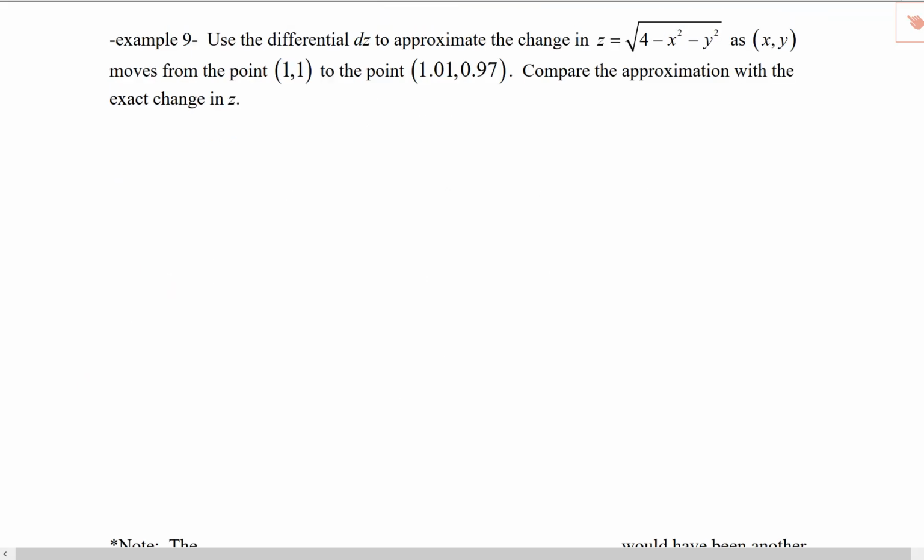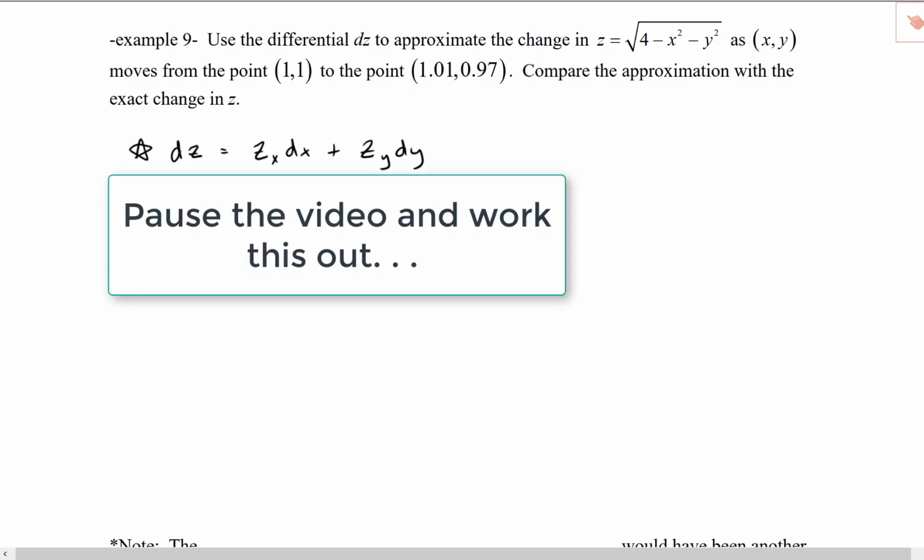Example 9. Use the differential dz to approximate the change in z as xy moves from the point 1, 1 to the point 1.01, 0.97. Compare the approximation with the exact change in z. All right, first let's define how we find dz. dz would be the partial of z with respect to x dx plus partial of z with respect to y dy. Okay, go ahead and take a moment and write that down.